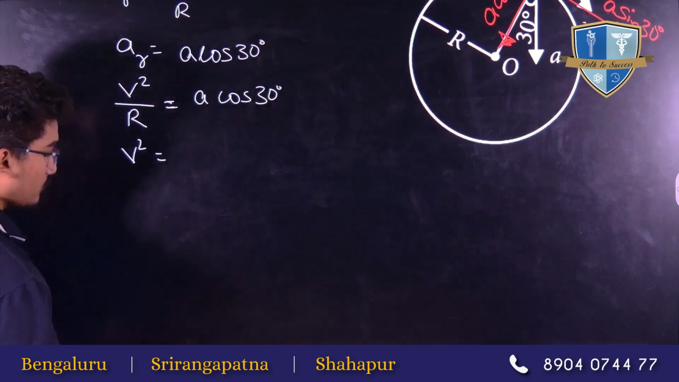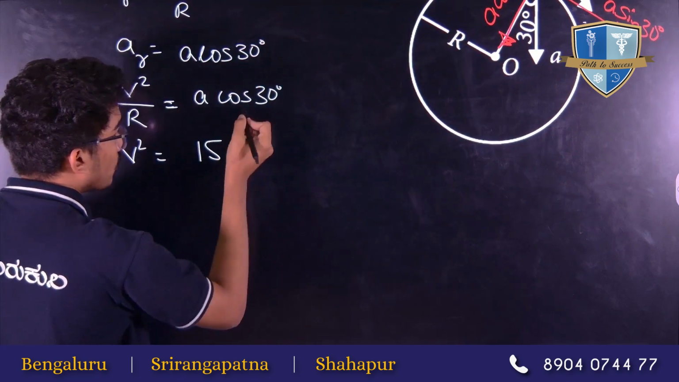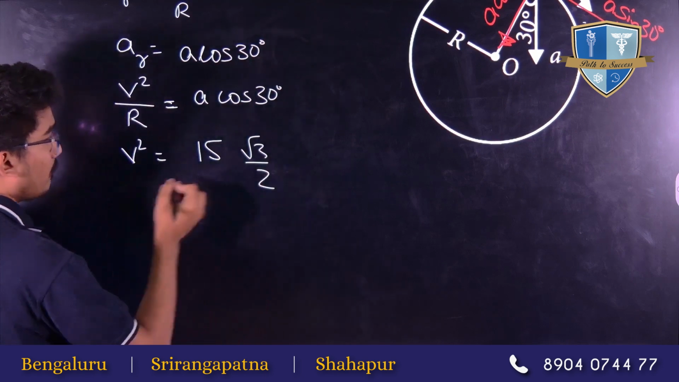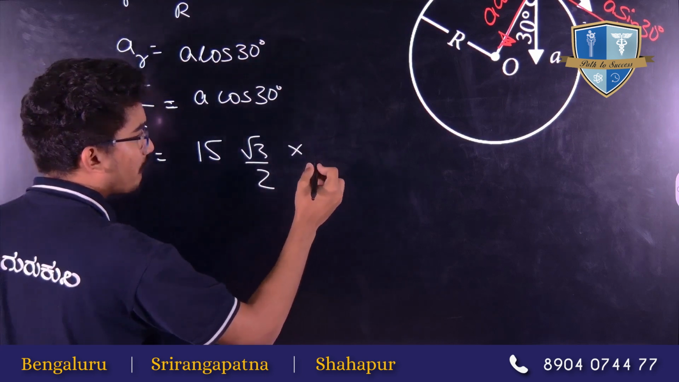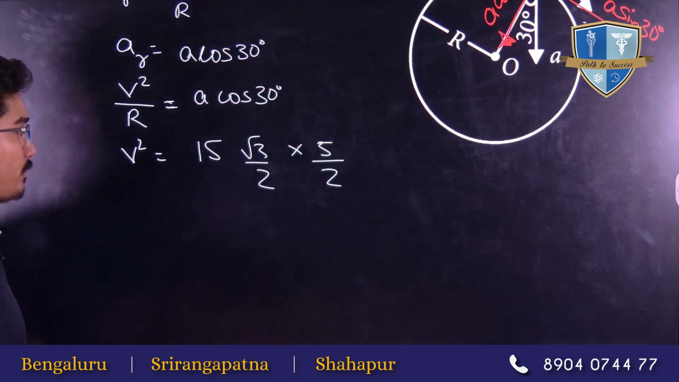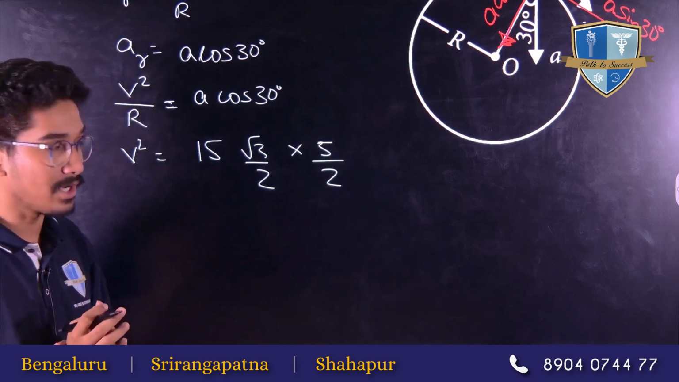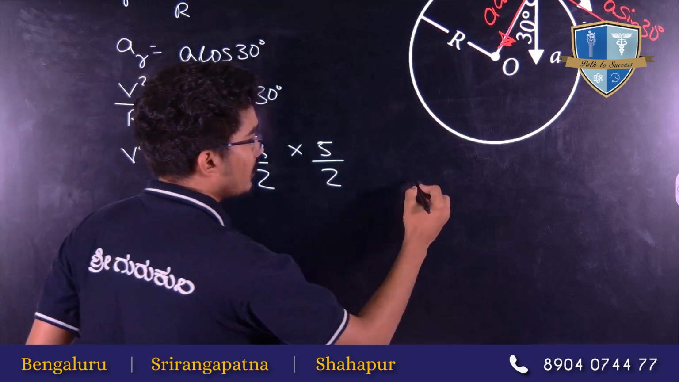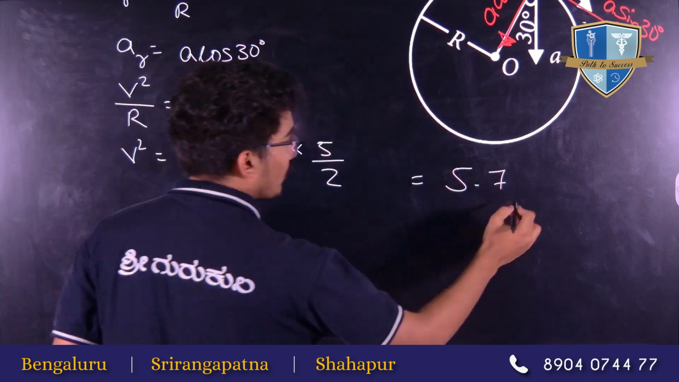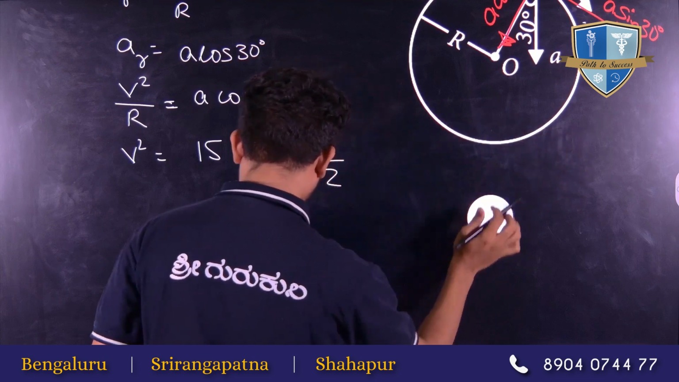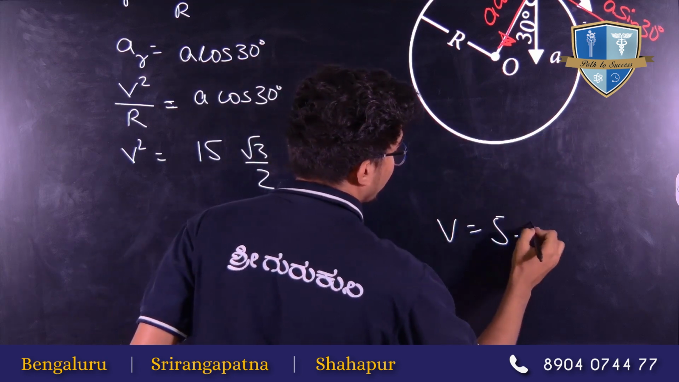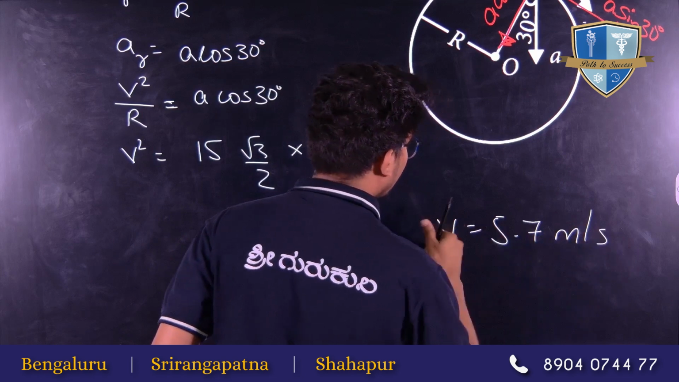So 15 cos 30 degree is root 3 by 2, and R will multiply here, and R is 2.5, I can write it as 5 by 2. Now if we have a calculator, we can simply calculate this and the final answer will be 5.7. The final answer will be 5.7 meter per second. This is for velocity, V is equal to 5.7 meters per second. This is our final answer.